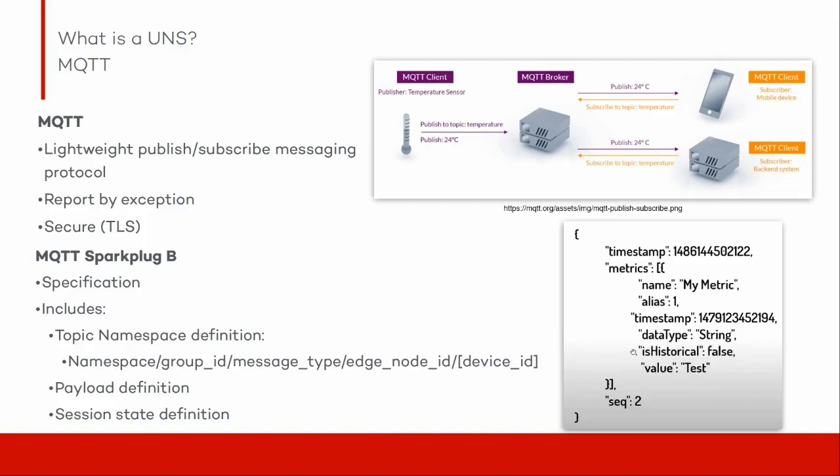So the historical flag here is interesting because if, for instance, this publisher up here disconnects for some time and changes have been made within that time, then those values will be stored locally here. And then once the connection is up and running again, the MQTT client will publish the stored values. Since those are now historical values, because they are not something that happened right now, this flag will be set to true. In that way, the broker knows whether this is a real-time value or just a historical value.